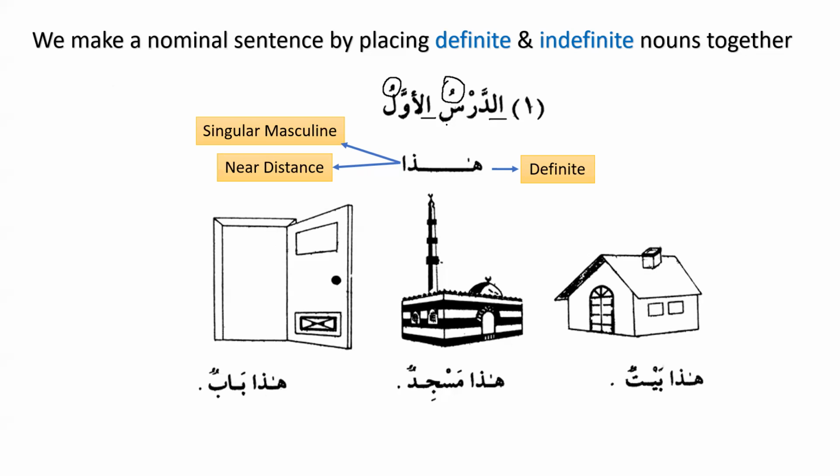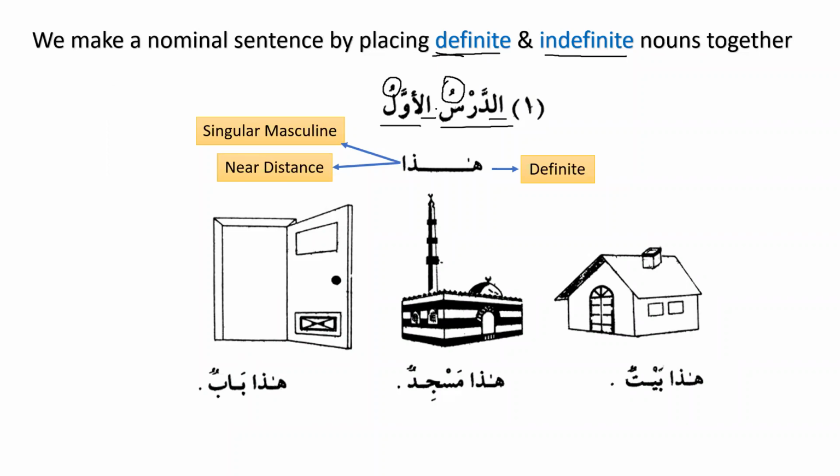Also we need to know that here we have a combination of 2 nouns, and both of them are definite nouns. So is it a complete sentence now? Ad-darsu al-awwalu. Of course not. Why is it not a complete sentence? Because a complete sentence should have a combination of a definite and an indefinite noun, but here it is a different construction.